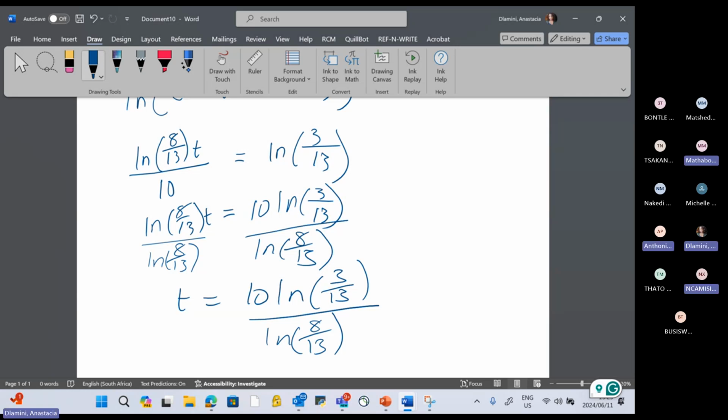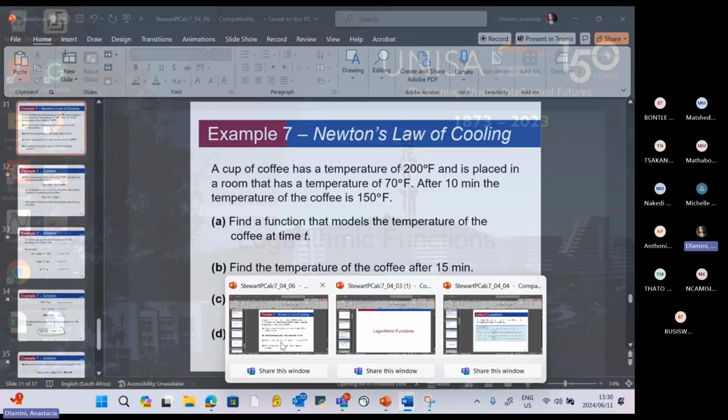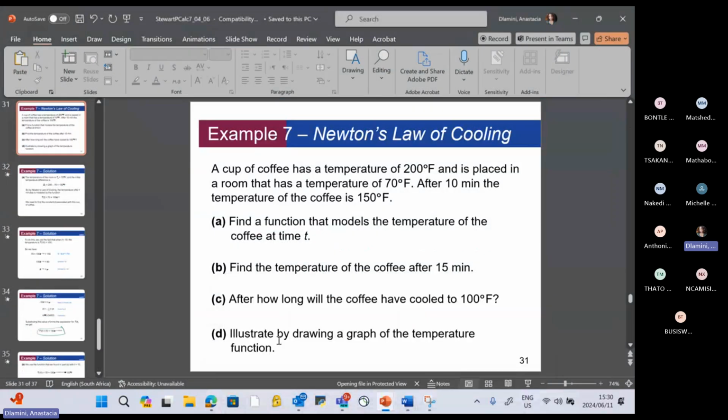Yes, ma'am. So that's where you can leave your answer. Please go and check if what we did is correct. If it's not, we then have to fix it. But all the steps that we have done so far are correct.